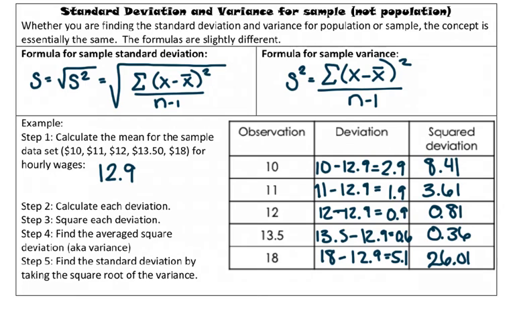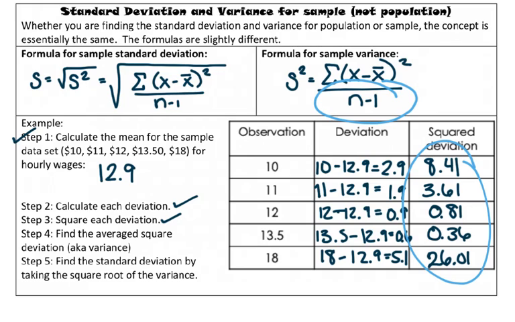Okay. So, we found the mean. We're good. We've calculated the deviation and we've squared it. So now we're going to find the average squared deviation. So we're going to add up all the deviations. And the only difference between a sample and a population is my bottom number is not going to be how many there are. It's going to be how many there are minus 1. So a little weird. So notice there are 5. 5 minus 1 is 4. So I'm going to add up 8.41 plus 3.61 plus 0.81 plus 0.36 plus 26.01, and because I'm not doing a population, I'm going to divide it by 4, because that's what the formula says.